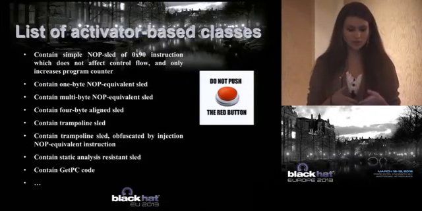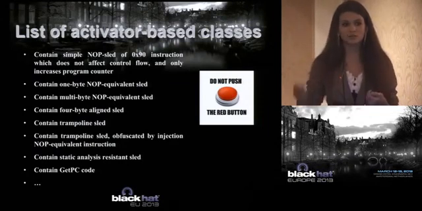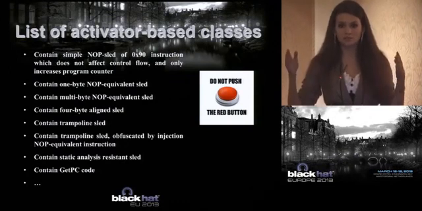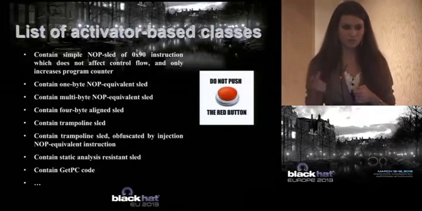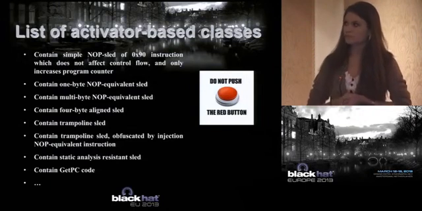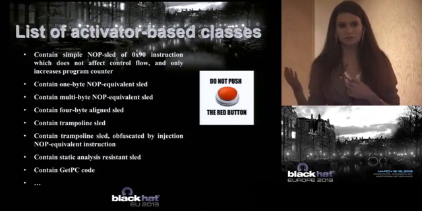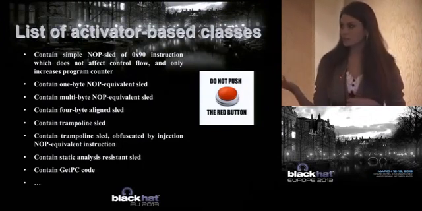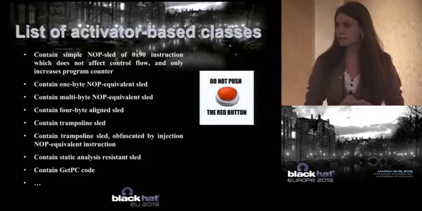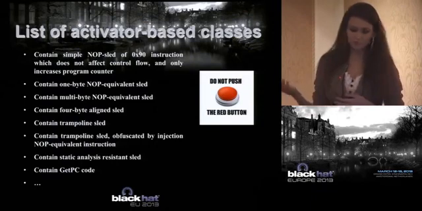It could also be a trampoline sled, which consists of jump instructions. So if we put our control flow somewhere in such a sled, we are sure that we will reach the malicious payload in one single step. But unfortunately, such shellcodes can be detected very easily by simple signature-based detectors. So sometimes malicious people do some obfuscation on such a sled, and so on.